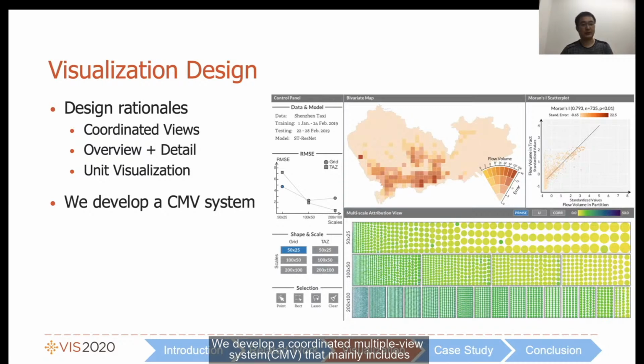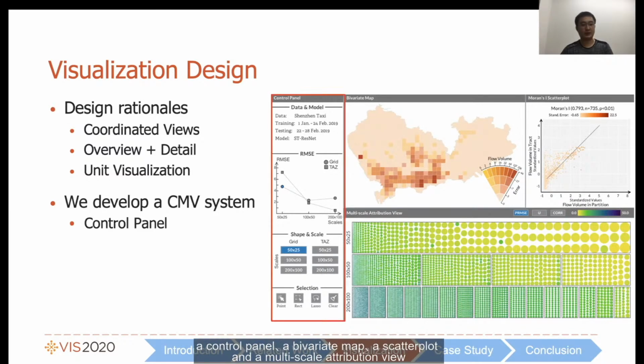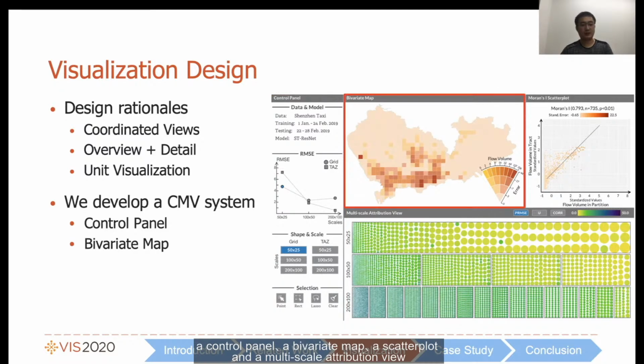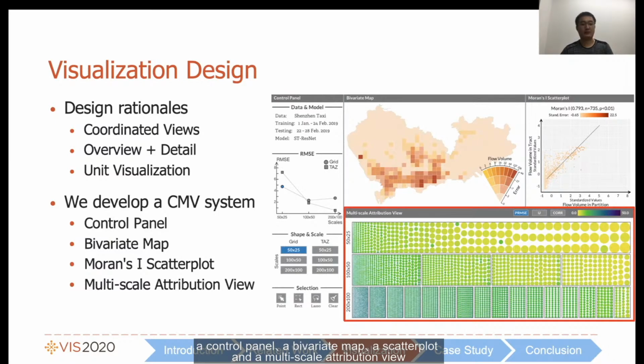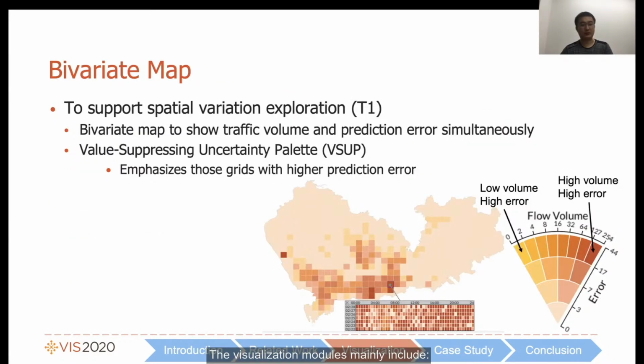We develop a coordinated multiple view system that mainly includes a control panel, a bivariate map, a scatter plot, and a multi-scale attribution view. The visualization modules mainly include, first, a bivariate map to support spatial variation exploration, task 1.